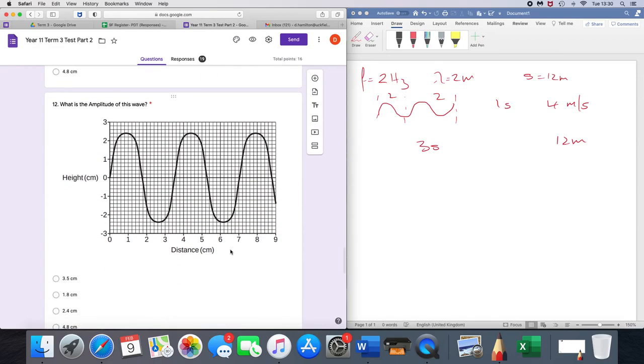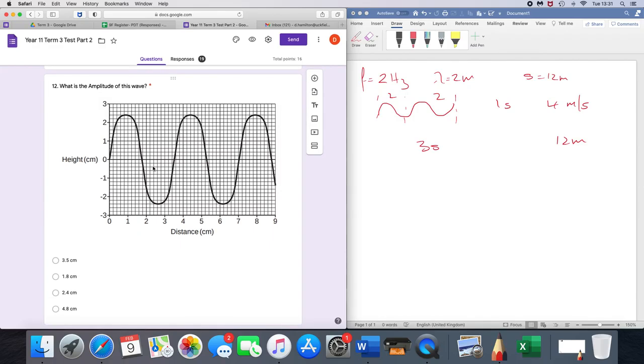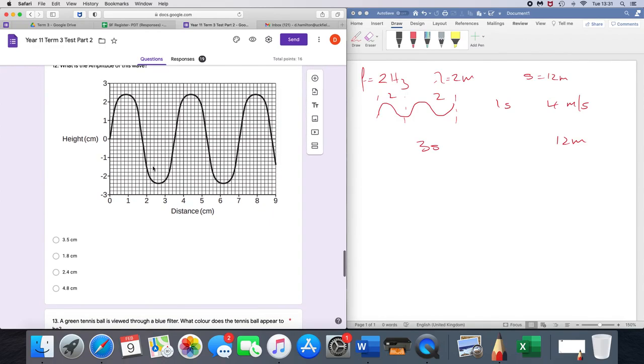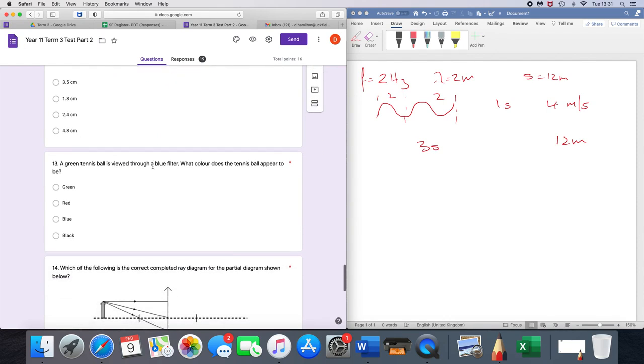Question 12, what is the amplitude? Amplitude being the maximum displacement from the rest or equilibrium position. So it's as high as the peak goes or as low as the trough goes. And you've got 2.4 there. So the answer is C, 2.4 centimeters.